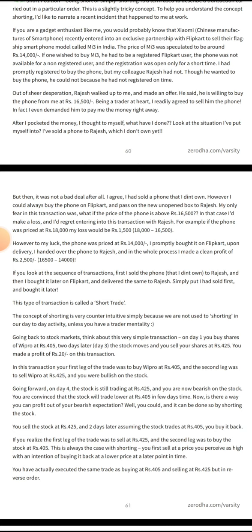If you look at the sequence of transactions, first I sold the phone that I didn't own to Rajesh, and then I bought it later on Flipkart and delivered the same to Rajesh. Simply put, I had sold it first and bought it later. This type of transaction is called a short trade.